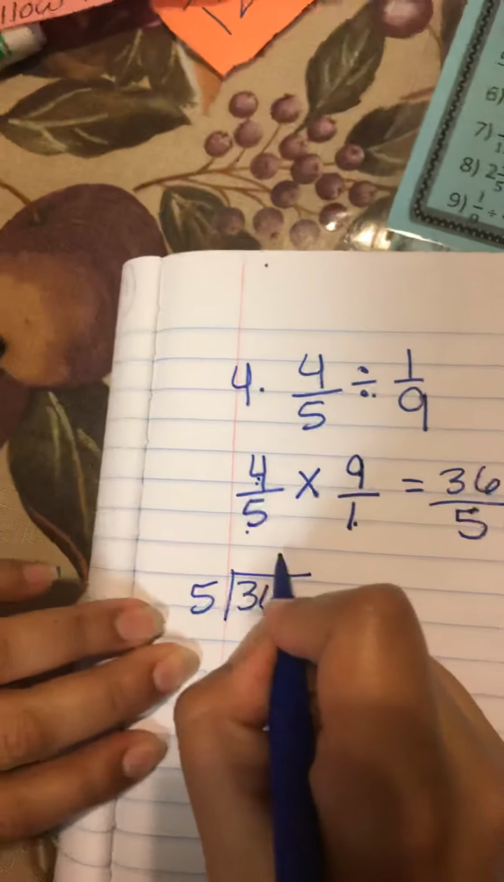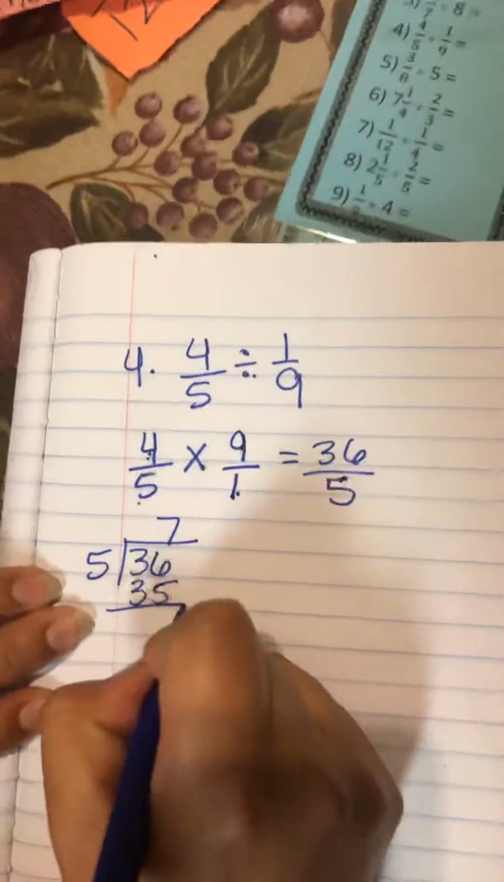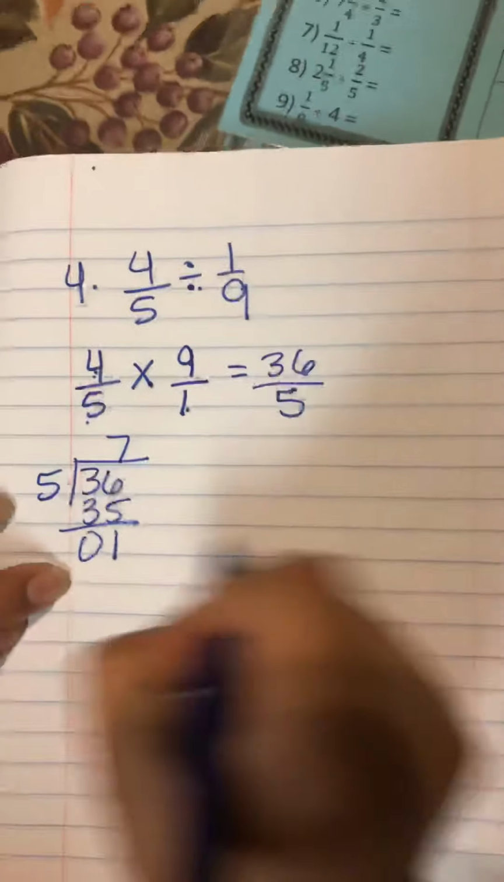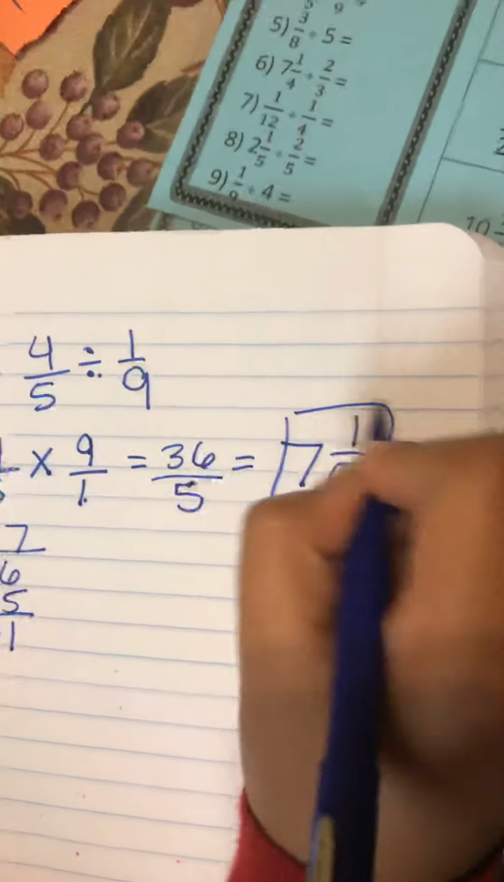So I can do 5 times 7 is 35. 1 remainder. So this fraction is equal to 7 1/5. I go ahead and look on my board, and I do have 7 1/5, so I put an X there. So I keep trying and scratch out number 4.